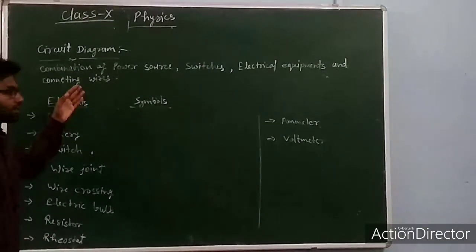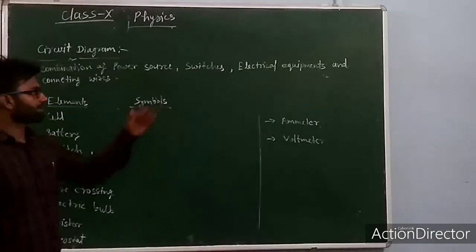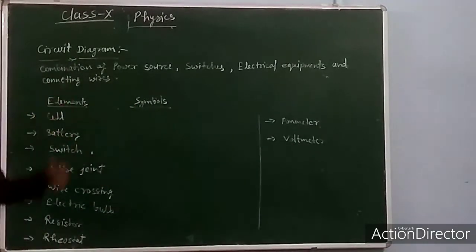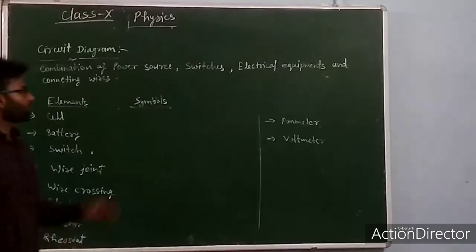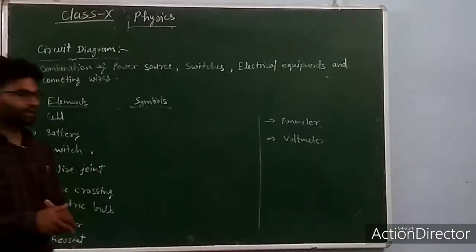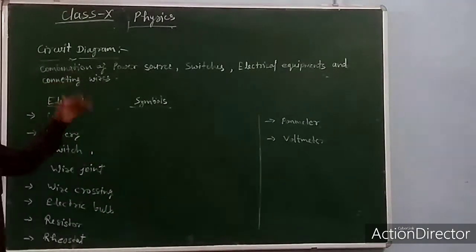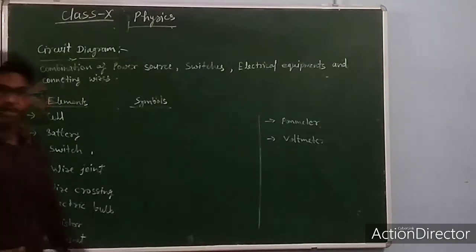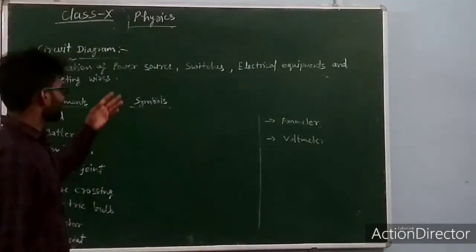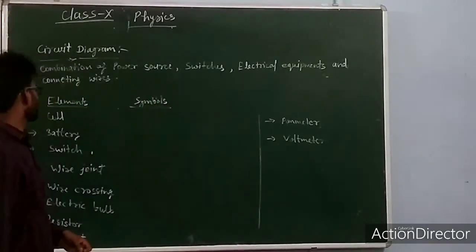Circuit diagram is a combination of power source, switches, electrical equipment and connecting wires. Right? When all these are connected in a circuit, then the complete diagram is called as circuit diagram. Right? Now we will talk about the electrical elements used in a circuit diagram.